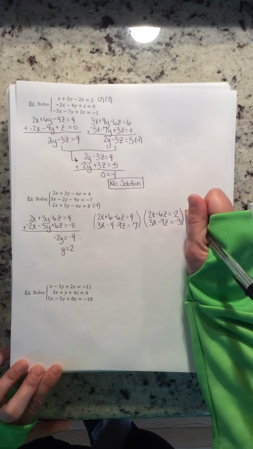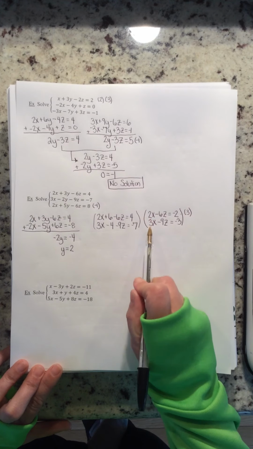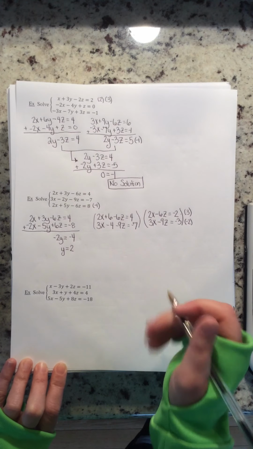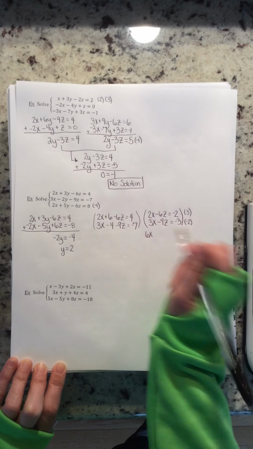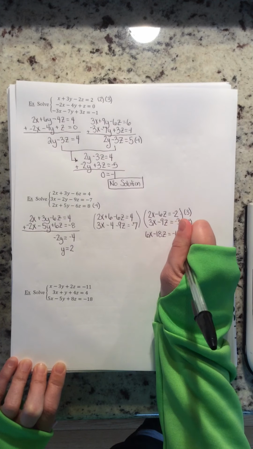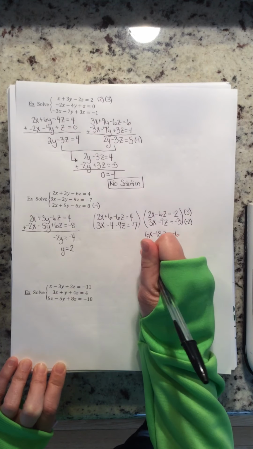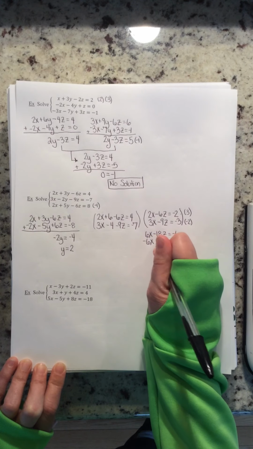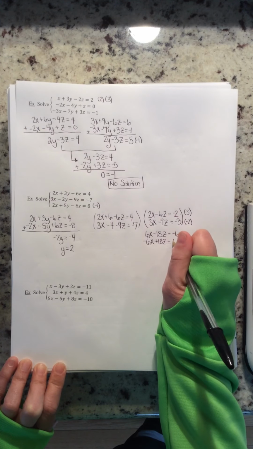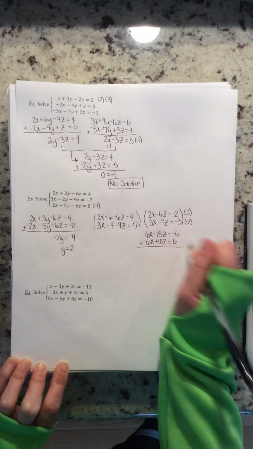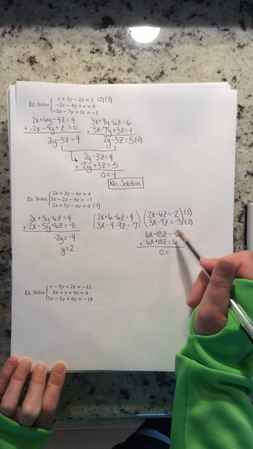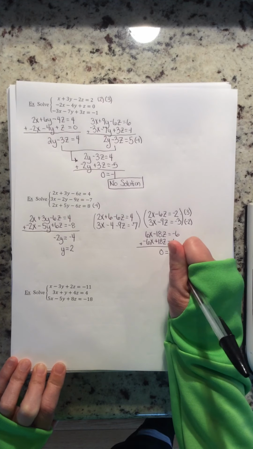So I'm going to multiply the top by 3 to get a positive 6x, which means I'm going to multiply the bottom by negative 2 to get a negative 6x. Multiplying the entire top by 3, I'm obtaining 6x minus 18z equals negative 6. Multiplying the bottom by negative 2, negative 6x plus 18z equals positive 6. And this time, when we add them together, x and z eliminate. So I get 0 on the left, and on the right, negative 6 plus 6 is also 0.